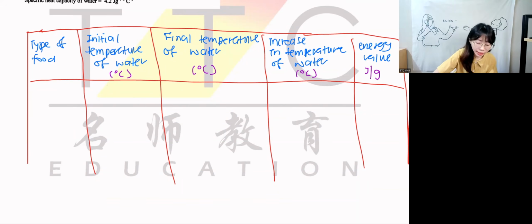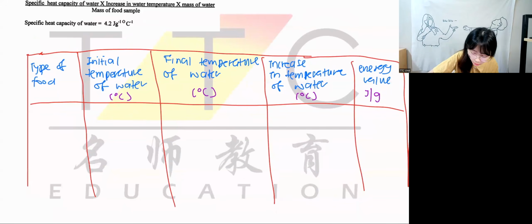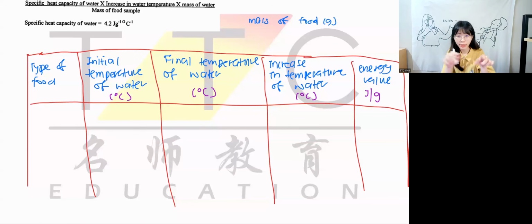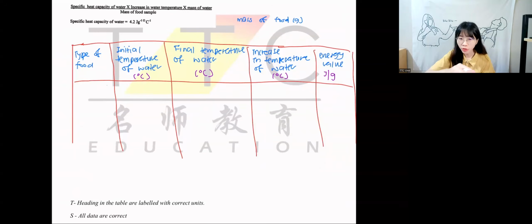In the exam, in your syllabus, you have to include mass of food. This is in gram. The table, how you want to draw it, doesn't really matter, as long as you write initial, final, increase in temperature, the energy value, and also mass of food. That's all. How you draw it doesn't really matter. Okay, so you can finish the drawing by yourself lah, guys. I don't have to finish this.